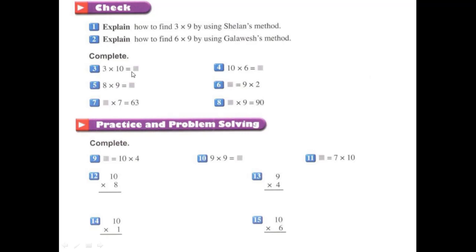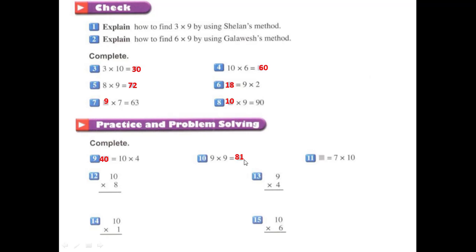Okay, 3 times 10, 30, 10 times 6, 60, 8 times 9, 72, 9 times 2 is equals to 18. 7 times which number is equals to 63? Of course, 7 times 9. 9 times which number is equals to 90? 9 times 10. Okay, 10 times 4, 40.